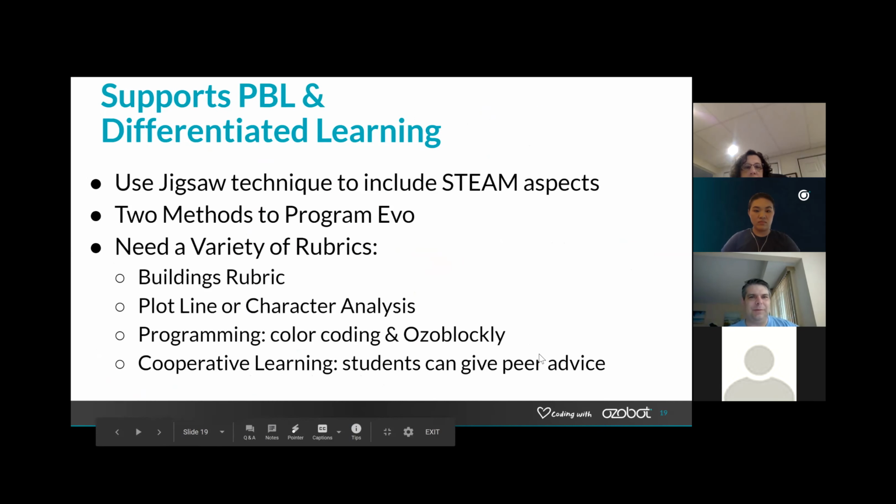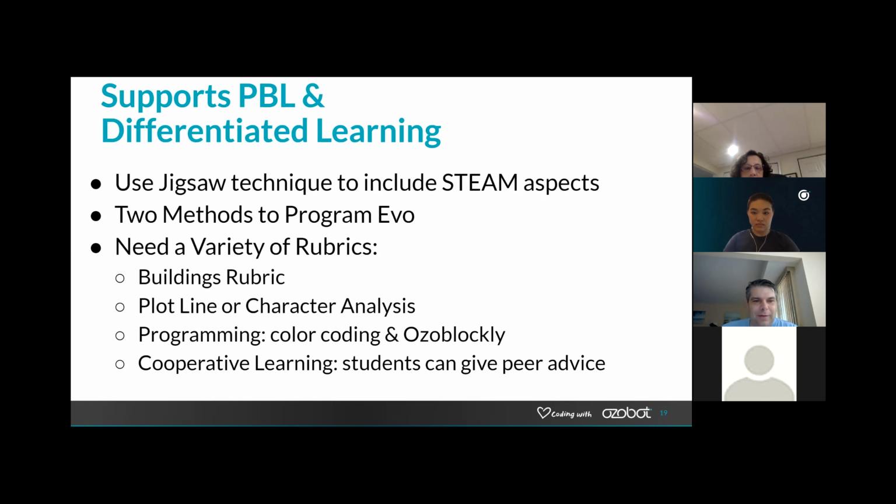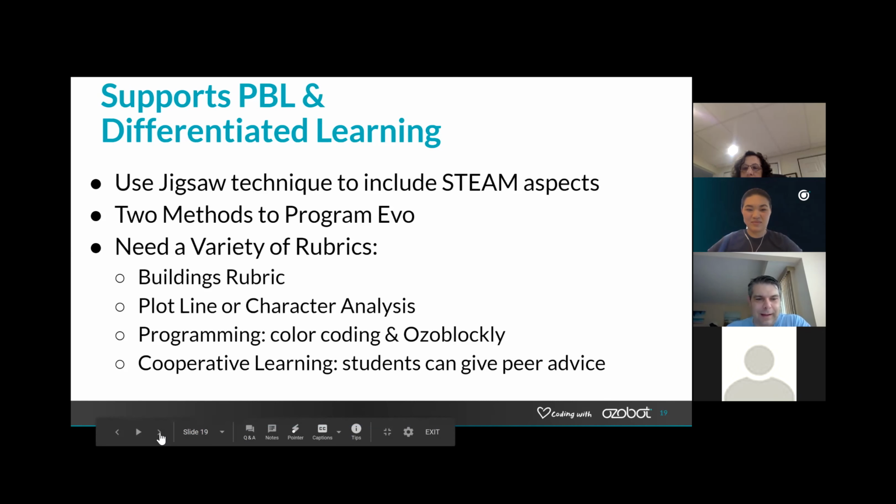It supports PBL and differentiated learning. Use the jigsaw technique to include STEM aspects, and the 2 methods to program Evo. You need a variety of rubrics: the buildings rubric, when they make the buildings, the plot line or character analysis, the programming, the color coding, and Ozobot, and cooperative learning. Students can give peer advice. So there's a whole bunch of different things they can be graded on depending on what they're doing.